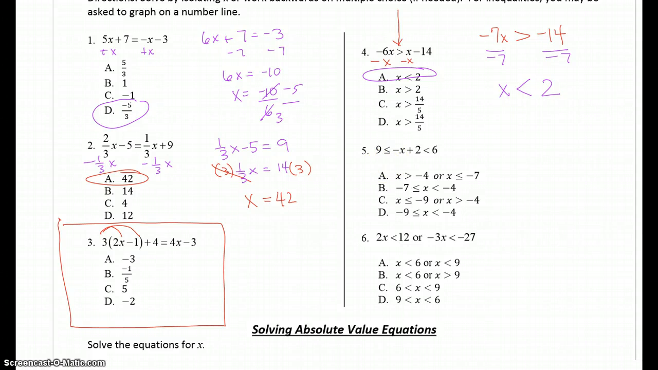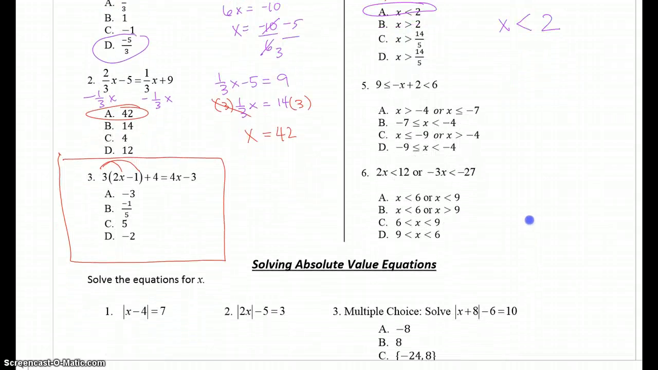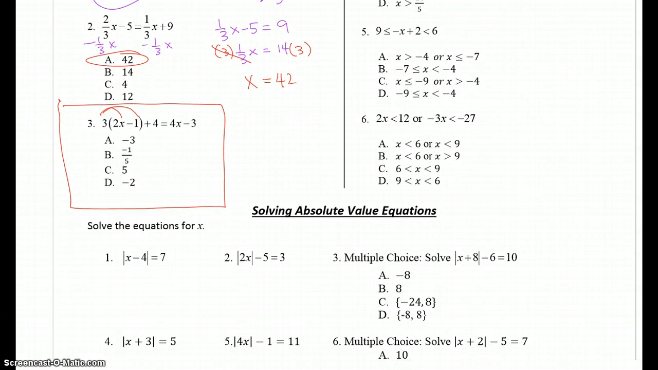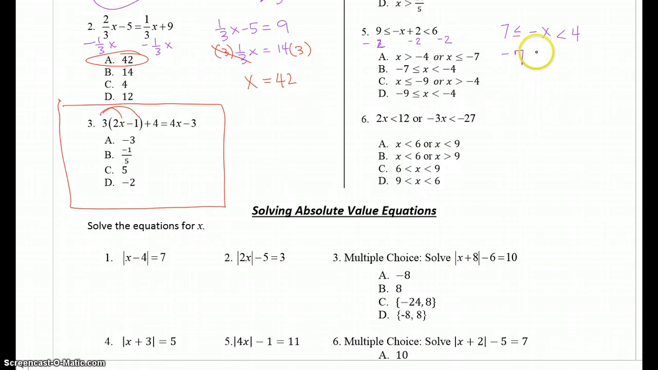Number 5 is a compound inequality. We have to get x by itself, so we're going to subtract 2, but when we do that, we have to do that in the middle, on the right, and on the left. So 9 minus 2 is 7, less than or equal to negative x less than 4. We want x, not negative x, so we're going to divide by a negative, which again will flip the signs. Now be careful here.